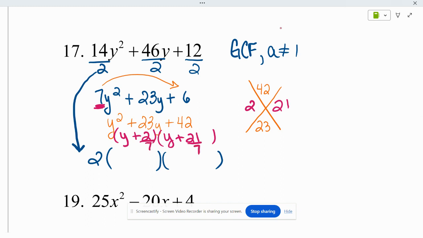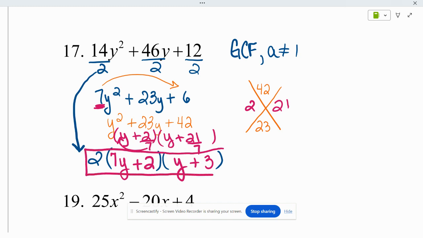So does 2 divide nicely by 7? So what do I do to that? Yeah, so 7y plus 2. What about 21? Does 21 divide by 7 nicely? Yeah? I heard someone say, yeah. What is that? 3. Y plus 3. So final answer, 2, the GCF that we took out originally, times the quantity 7y plus 2, times the quantity y plus 3. That was a tough one because we had a GCF.